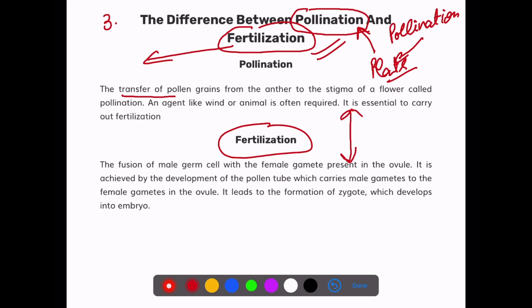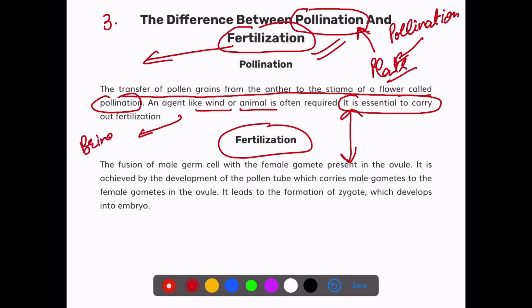The transfer of pollen grains from anther to stigma is called pollination. It can be through wind, animals, insects, or birds. And why is it essential? Because pollination is what brings pollen, which has male gametes. Without male gametes, is fertilization possible? Not possible. What do we call fertilization? The fusion of the male gamete with the female gamete.